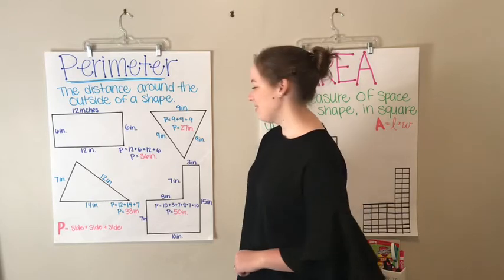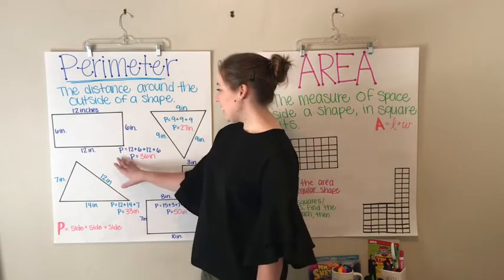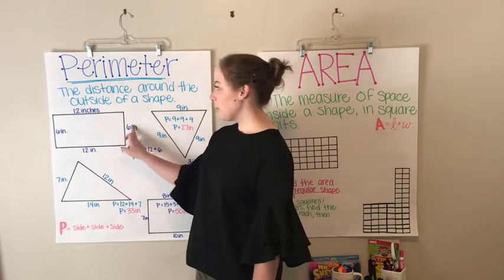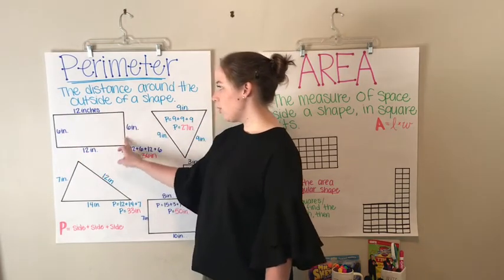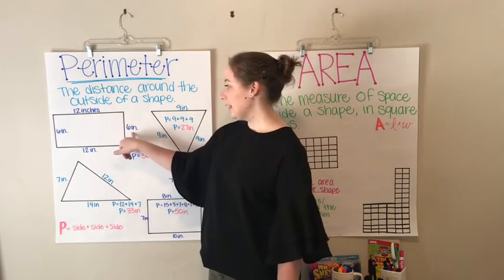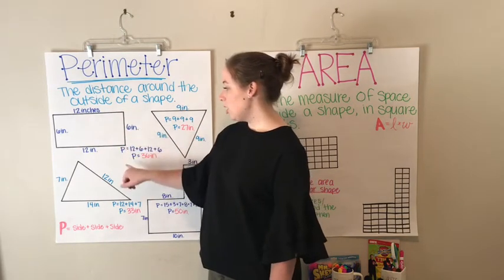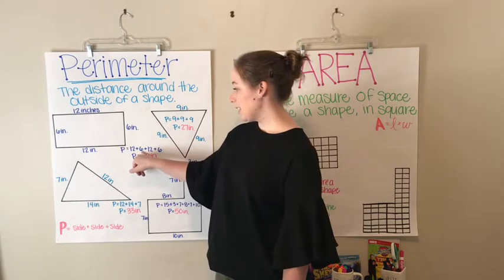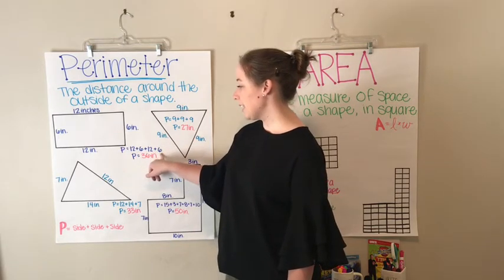Yep, it's a hexagon. Nice job. All right. So then our perimeter, remember we add up all the sides. So this rectangle has a width of 12, and a length of 6. So we have 12 plus 6 plus 12 plus 6.